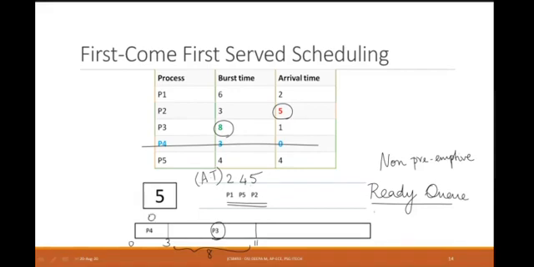So P4, the arrival time was 0. For your reference, the arrival time was 0 and P3's arrival time was 1. And after this, we will be putting P1, which had an arrival time of 2. And this will go on till a burst of 6. So here again, I am going to add 6 more units. So 11 plus 6, I will be going on till your 17th unit.